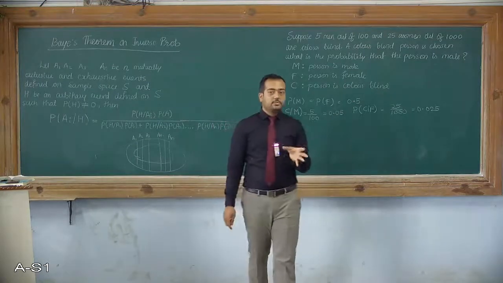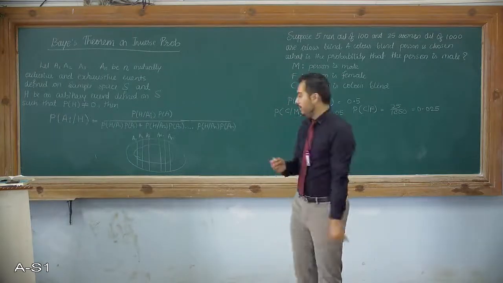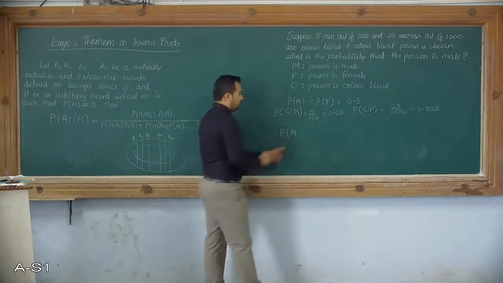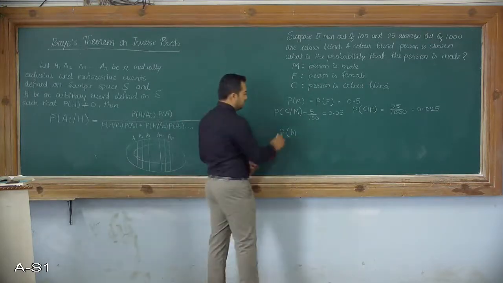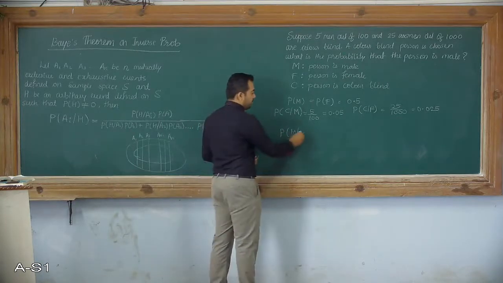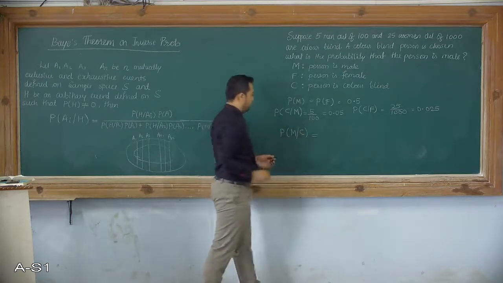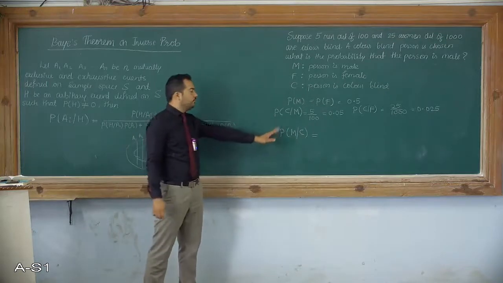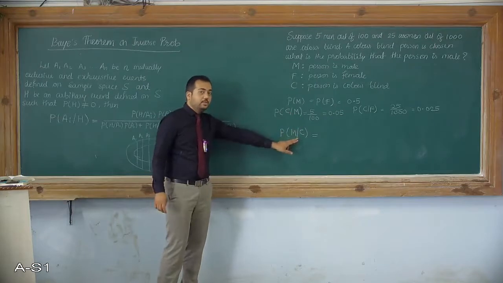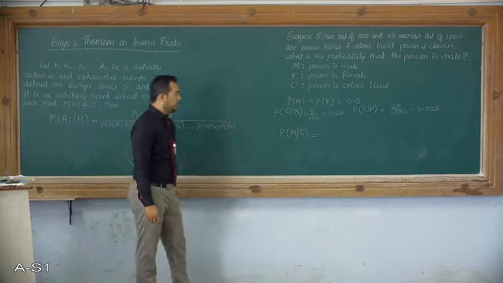Okay, so we are choosing a colorblind person, and we need to find the probability that the person is male. That is, the probability of being male where we have chosen a colorblind person. This is what we need to calculate: the probability that a colorblind person is going to be male.